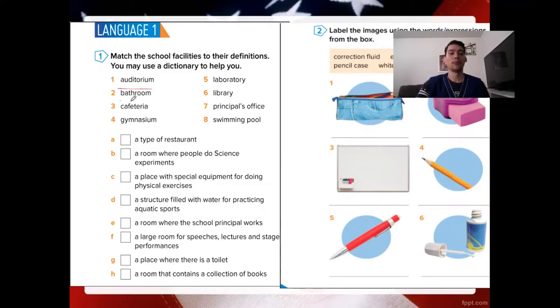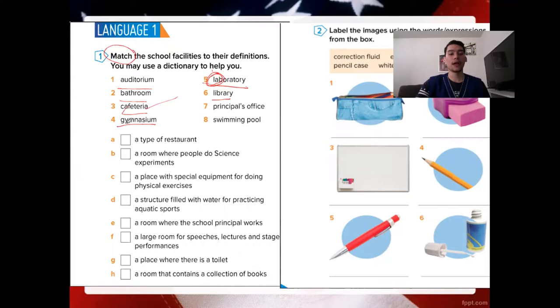auditorium, bathroom, cafeteria, gymnasium, lab. Here you can say lab, okay? Lab. A laboratory, a library, principal's office, and a swimming pool. So let's match the school facilities.